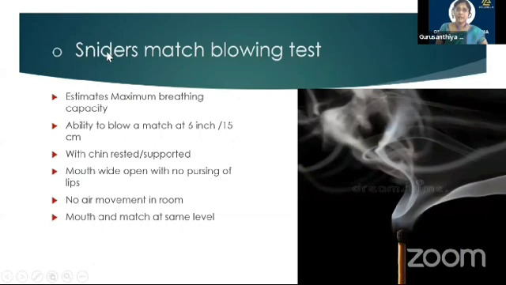Then comes Snyder's match blowing test, which assesses the vital capacity, maximum breathing capacity, as well as the dynamic function of the lung. It happens in a quiet room. The test is to blow a match at 6 inches distance or 15 centimeters, with the chin rested or supported, no pursing of lips and mouth wide open. There should be no air movement in the room. It is obvious, isn't it? If there is air in the room, then the air will blow it and the patient is not blowing it. So there should be no air movement in the room, and the mouth and the match should be at the same level.